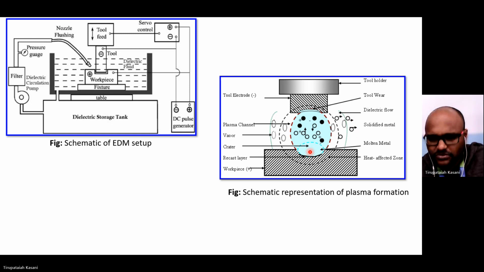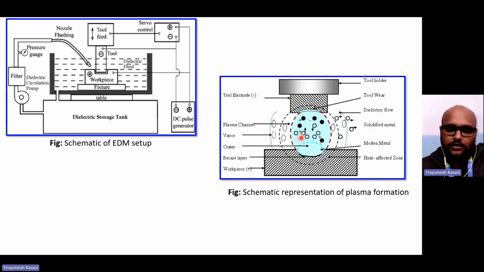What is happening, what are all these different parts? This is the plasma formation representation with the various components. This is the molten metal and this is the solidified metal, dielectric fluid and tool wear. Now we will see step by step how all these are originating, or how all these are forming between the tool and the workpiece.